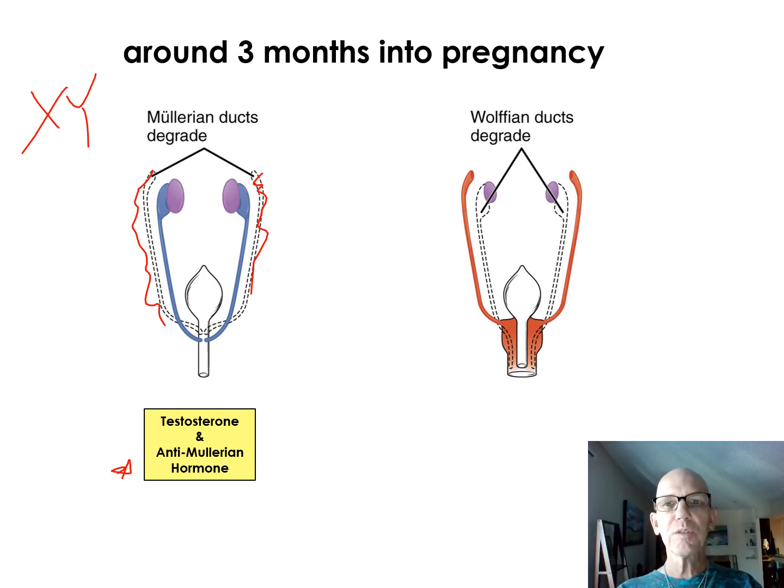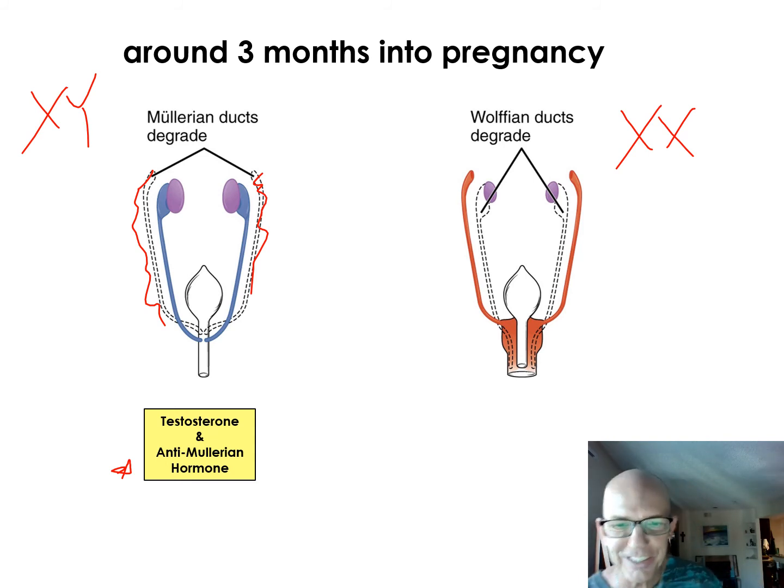out the Wolffian system. Okay, so in the opposite state of affairs, if you're XX, you want to kill the wolf because you don't want to be a wolf. That's the male. And so then the Mullerian develops. That's the status quo. The default is to become a female. I don't want to go all Jurassic Park or something on this.